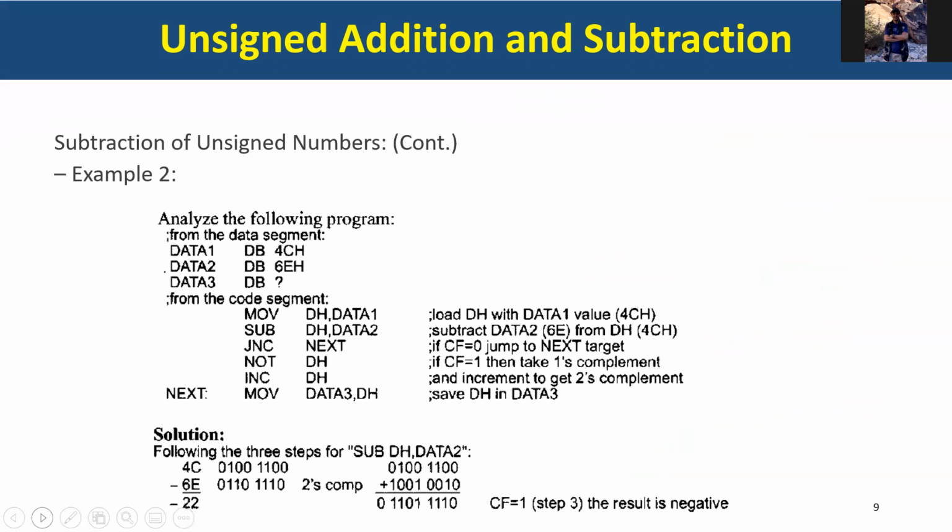This is another example. Now we want to subtract 4C from 6C, or 6C from 4C. I'm sorry, it's the opposite. Now there is a problem here because 4C is less than 6C. So the result here would be a negative number.